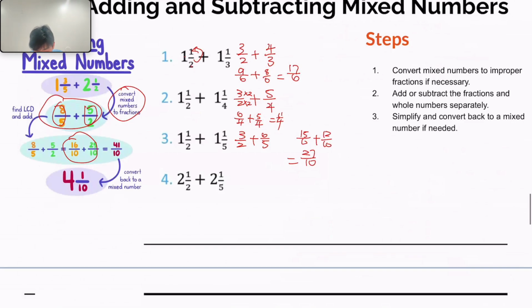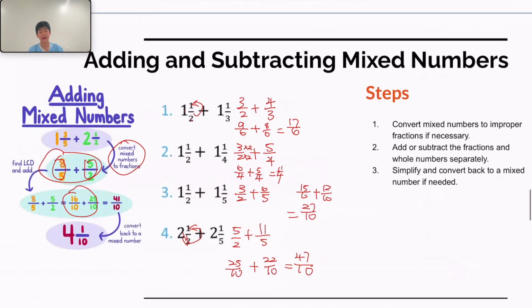Last example here: you multiply the whole number by the denominator, and you add the numerator. This will become 5 over 2 plus 11 over 5. So the least common denominator here will be 10. You multiply 2 by 5 and 5 by 2, you get 25 over 10 plus 22 over 10. So in result, we add the numerators here, and we will get 47 over 10.